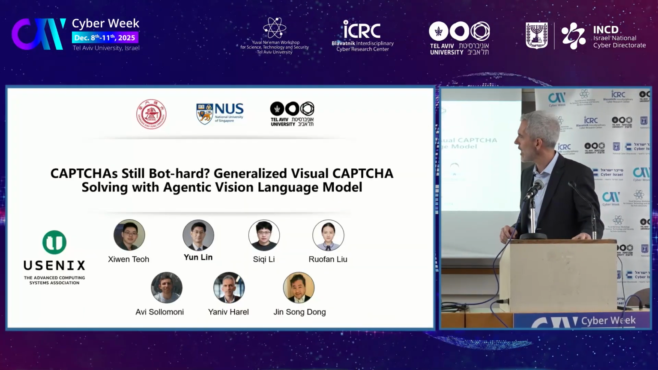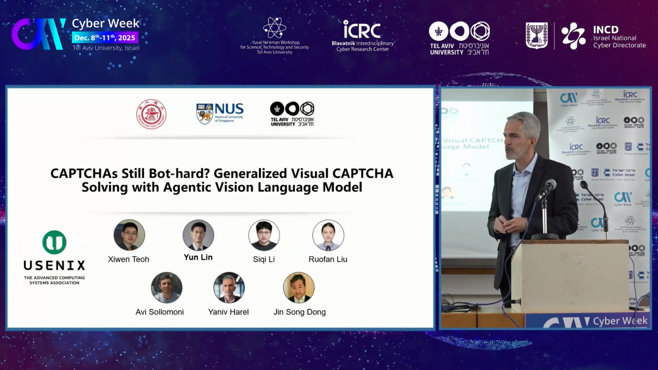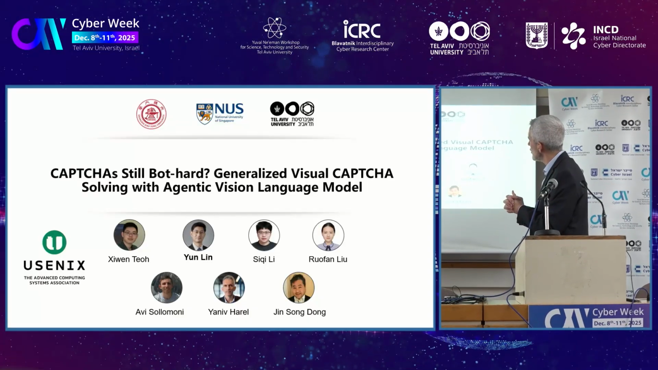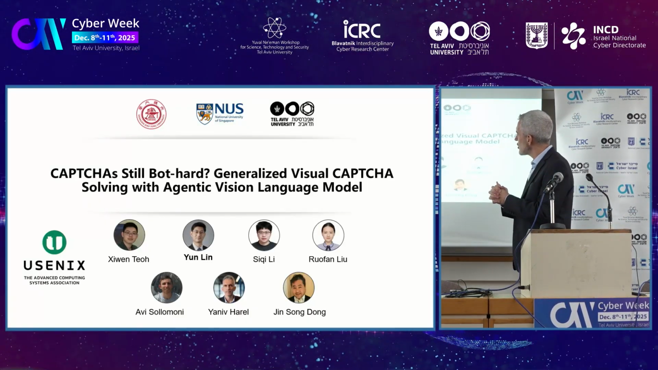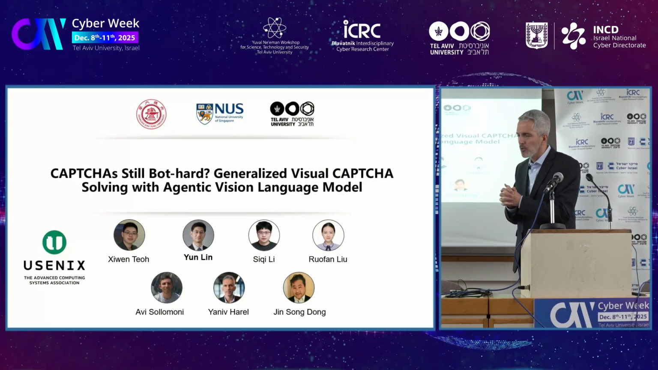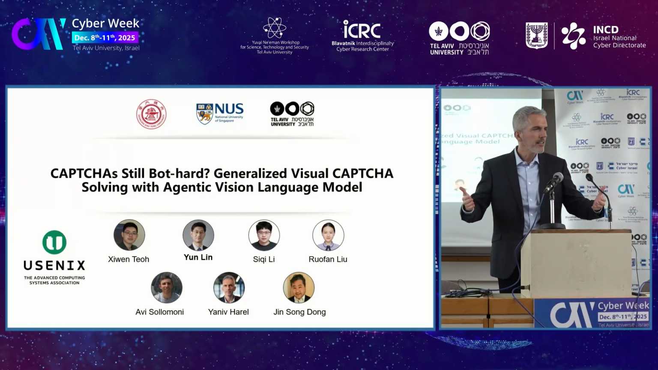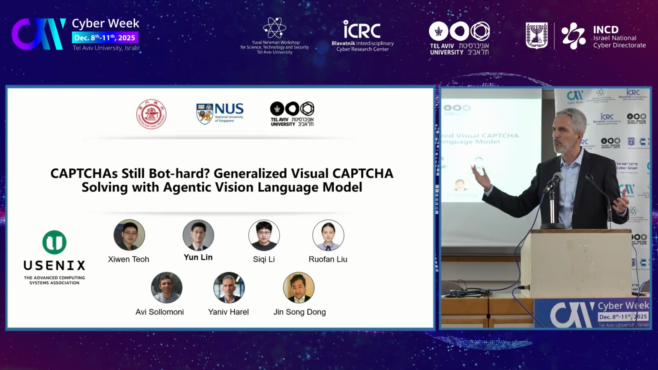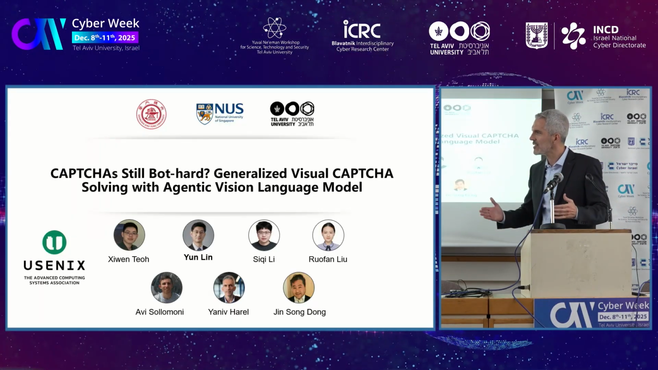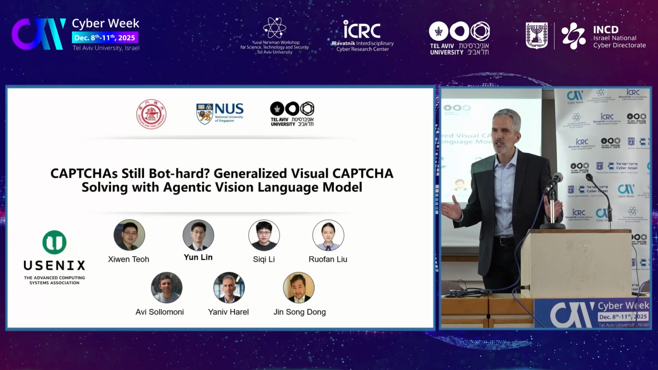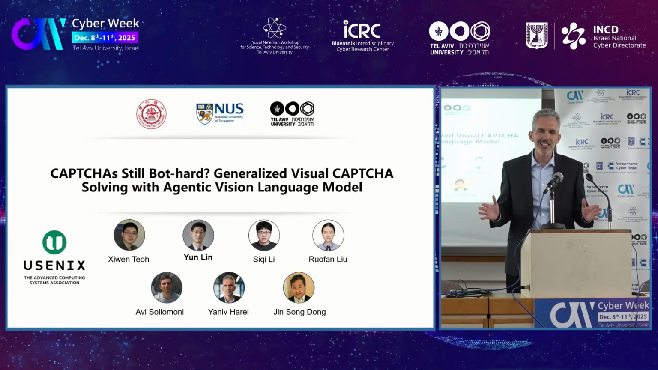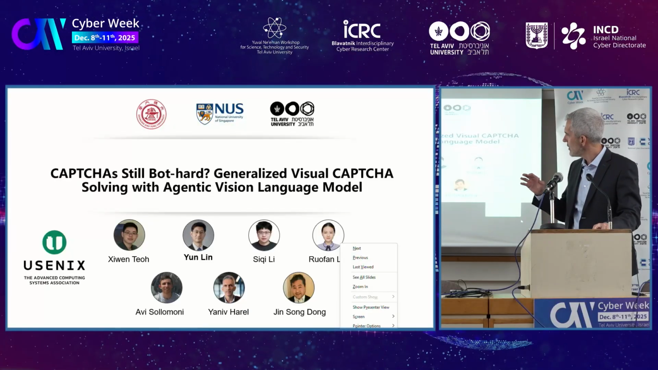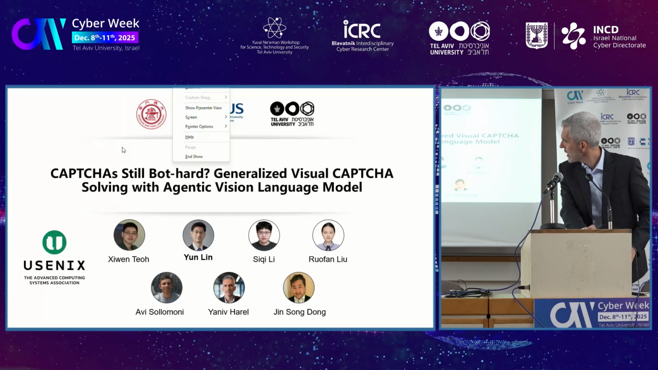The first one that I want to touch on is our research about CAPTCHAs. The title is "CAPTCHA Still Bot Art," and this is a generalized visual CAPTCHA solving with an agentic vision language model. We trust the concept of CAPTCHAs a lot whenever we want to differentiate between a bot and a human, and for many years we believed that this is the way we can do it. This afternoon, I can say that this is no longer the case. We cannot trust that this is something that will protect us.